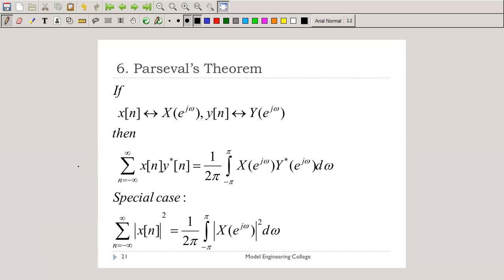So this is Parseval's theorem, and the special case of this Parseval's theorem is if you substitute y conjugate of n with x conjugate of n, this will become sigma n from minus infinity to infinity modulus x of n square, that is its magnitude square value, which is nothing but its energy. This is equal to 1 by 2 pi integral of X of e raised to j omega into X conjugate of e raised to j omega. So this will become modulus of X of e raised to j omega square. So this is the special case.